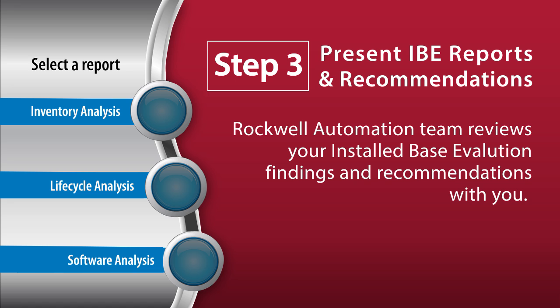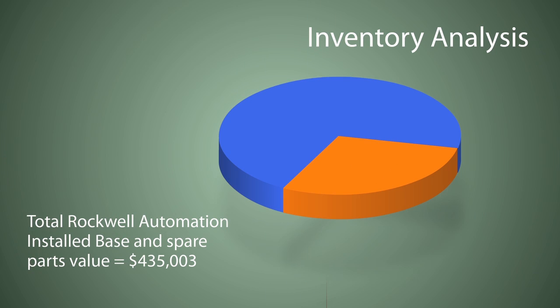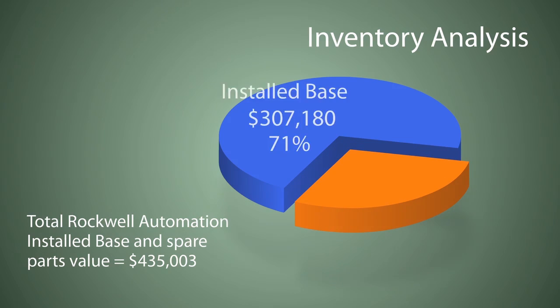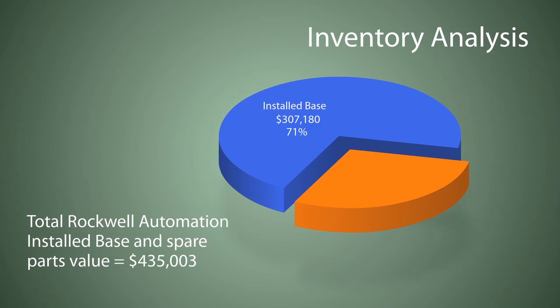Let's look at 3 examples. The Inventory Analysis Report gives an overview of what's installed and what's in the storeroom. This customer's total inventory has been valued at just over $435,000. 71% of that is their installed base, and 29% is in their storeroom.